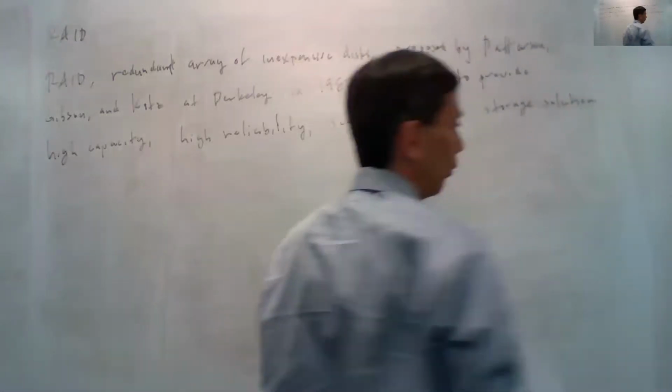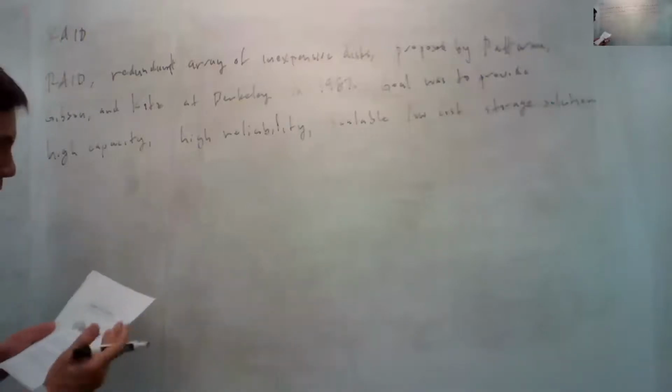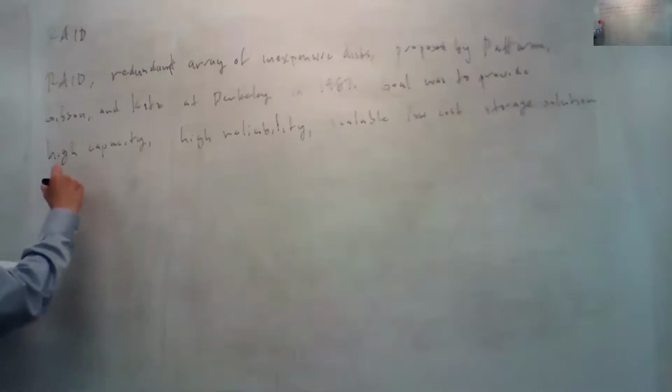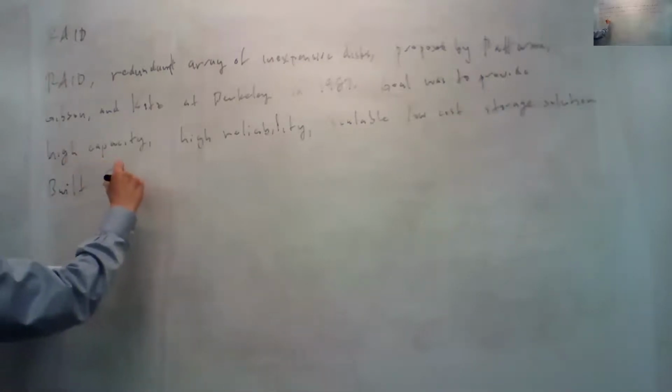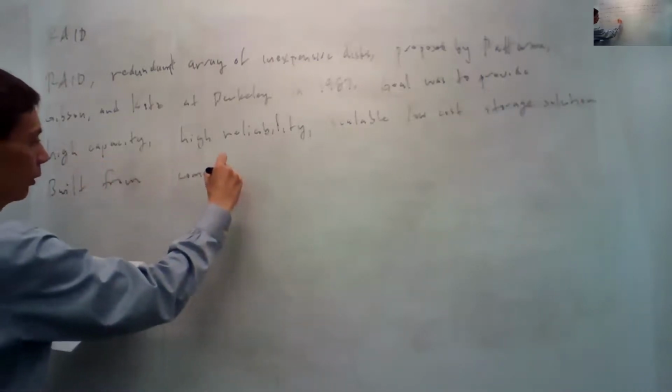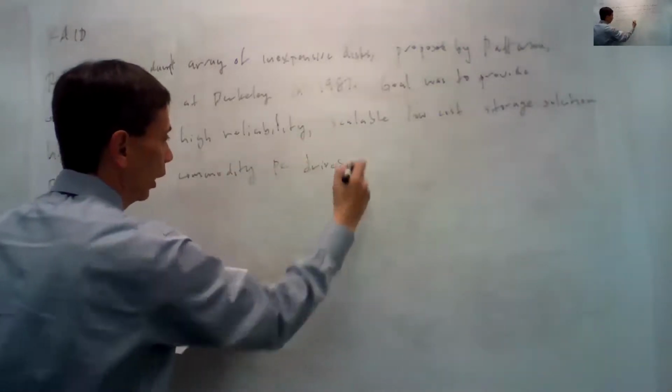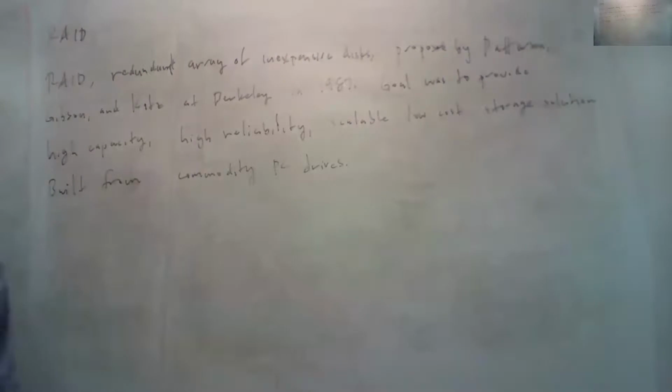So this is the goal. I want to provide something that's big, reliable, that can be bigger whenever I want it to be, and I don't want it to cost a lot of money relatively. Okay? And so the obvious solution here is, it was built from commodity PC drives.